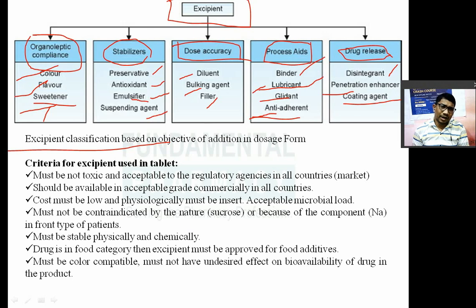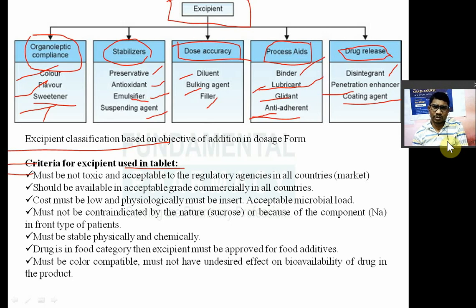Now a pharmaceutical excipient should have criteria, particular properties, particular specifications. So what are the criteria for excipients used in a tablet dosage form, for example? All excipients must not be toxic, and they must be acceptable by all regulatory agencies where the product is going to be marketed. Suppose you want to make a tablet, आपको tablet बनाना है, वो tablet आपको मार्केट करना है इंडिया में. तो इंडिया का जो रेगुलेटरी एजेंसी होता है आपका CDSCO, सेंट्रल ड्रग्स स्टैंडर्ड कंट्रोल ऑर्गेनाइजेशन, so that excipient should be passed by CDSCO.